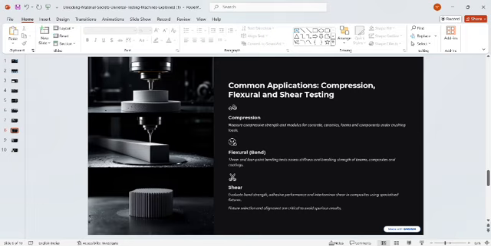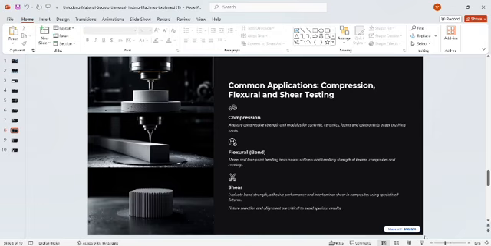Next one is flexure. The other common application is flexure. Flexure is the ability of the material to resist deformation under load. So basically 3 or 4 point bending tests assess stiffness and breaking strength of beams, composites and coatings.